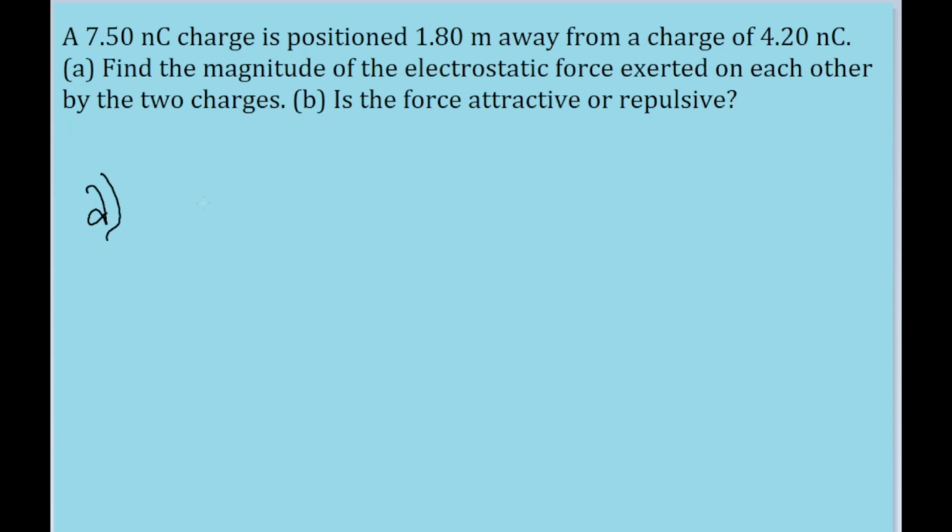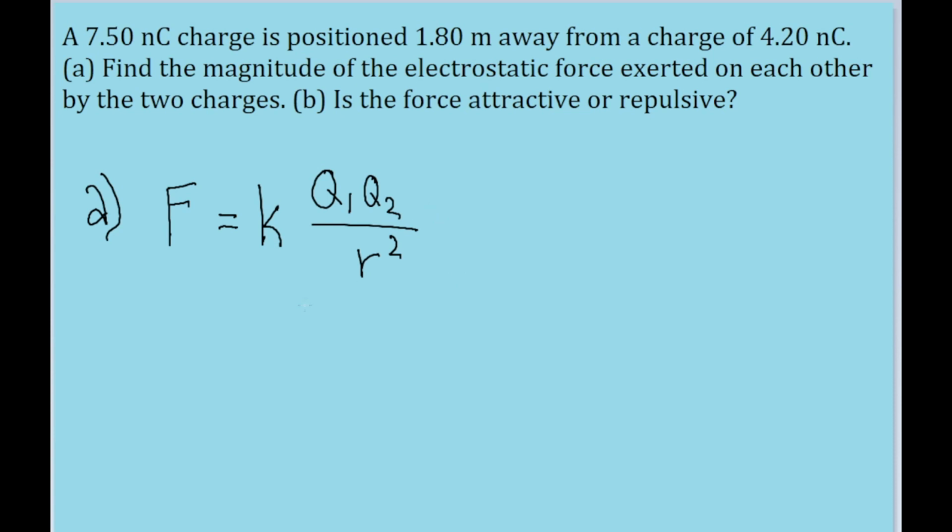Hey everyone, in this problem we're given some information about two electric charges at some distance from each other, and we want to find the magnitude of the electrostatic force exerted on one by the other. Now in order to quantify an electrostatic force, we have to use Coulomb's law, which states that the magnitude of the electrostatic force between two charged particles is equal to the Coulomb constant times both charges, Q1 times Q2, divided by the square of the distance between them.